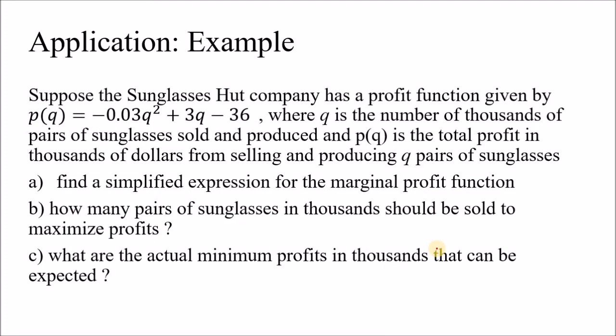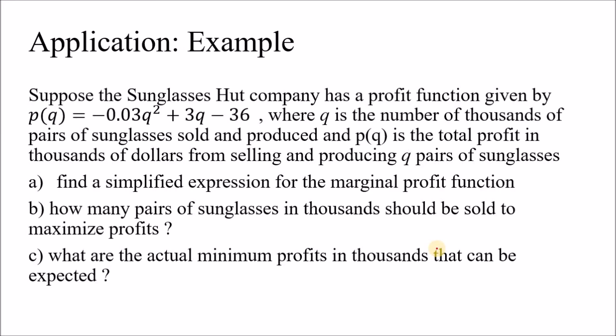Last but not least, an application example. Suppose that Sunglasses Hut Company has a profit function given by P(Q) = -0.03Q² + 3Q - 36, where Q is the number of thousands of pairs of sunglasses sold and produced, and P(Q) is the total profit in thousands of dollars from selling and producing Q pairs of sunglasses.